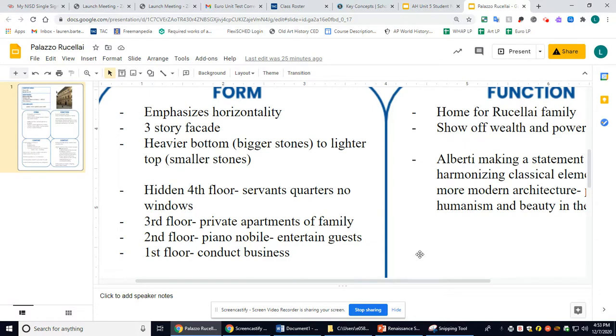The 2nd floor is called the Piano Nobile, which is like the area where they would have guests or friends and kind of the living room type area. The 3rd floor were the private apartments, or like the bedrooms and the private rooms of the family. So just like we've looked at other structures in the past where they had somewhat of a separation between public and private, this is very similar.